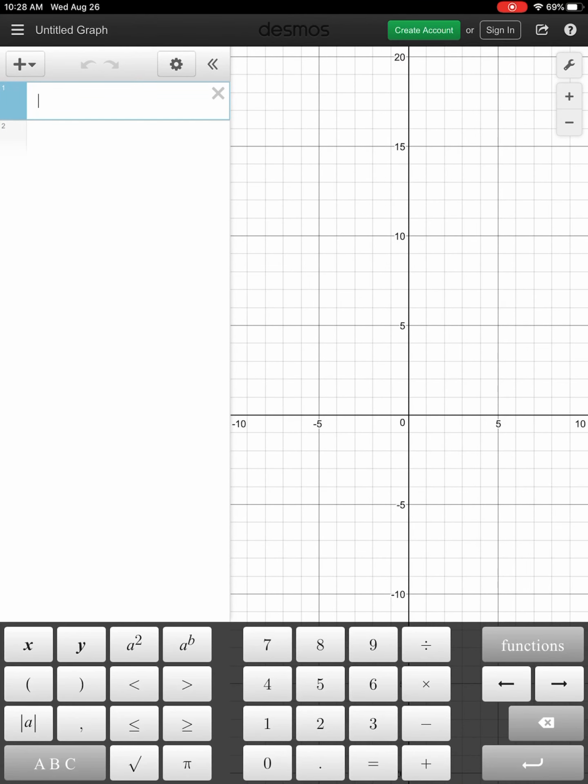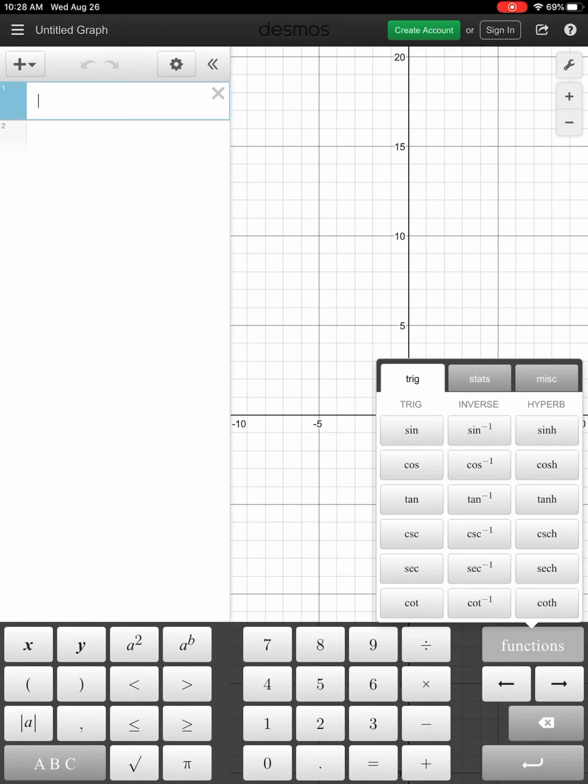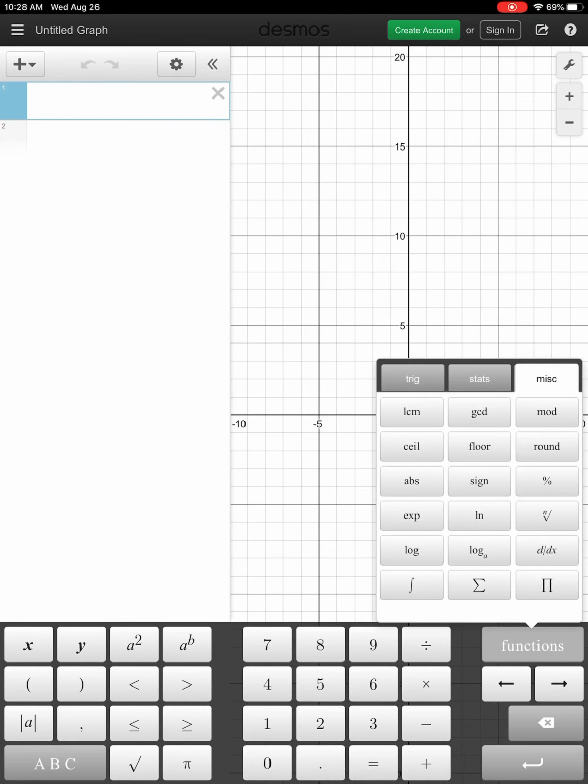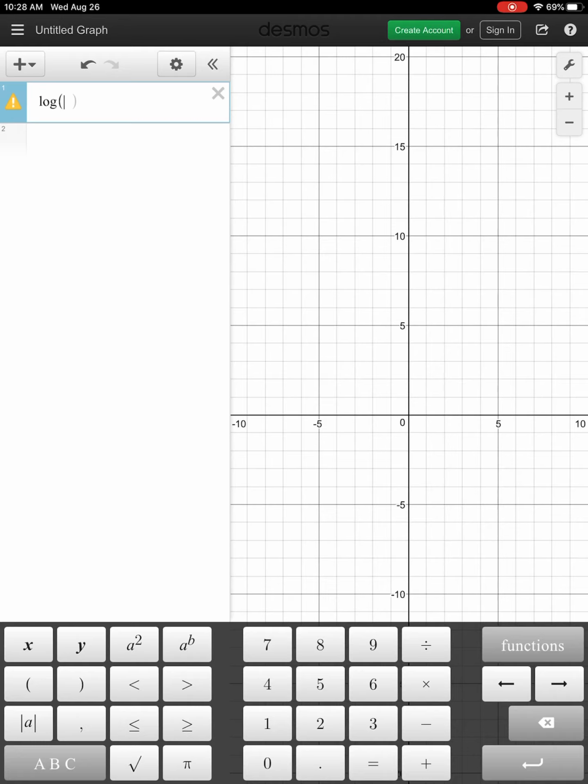So I'm going to go here to my Desmos and I can type it in. I'm going to go to functions. Let's see. There's my ln. So I went to functions, then I went to miscellaneous, and there's my log.